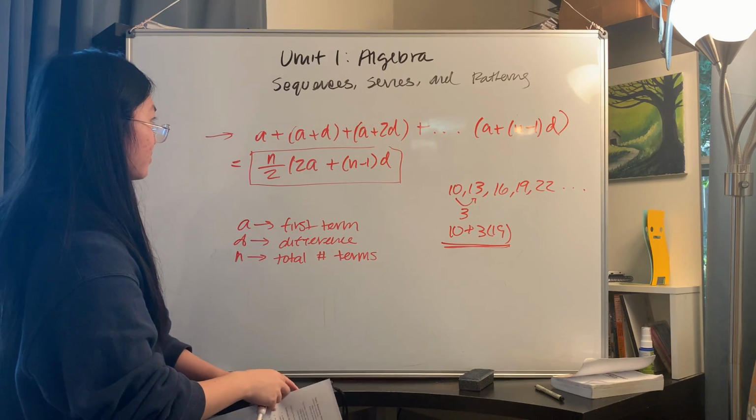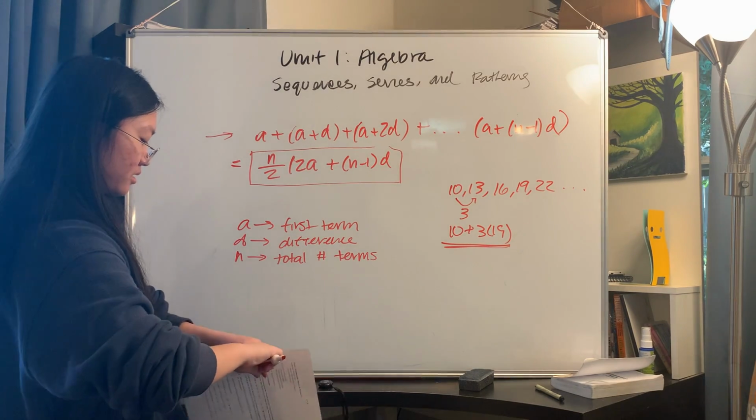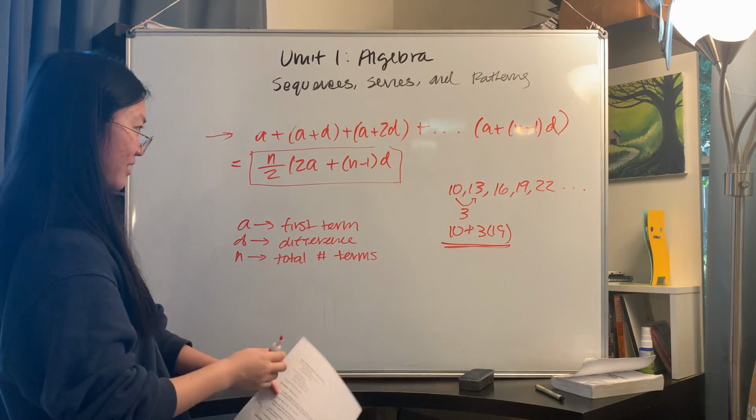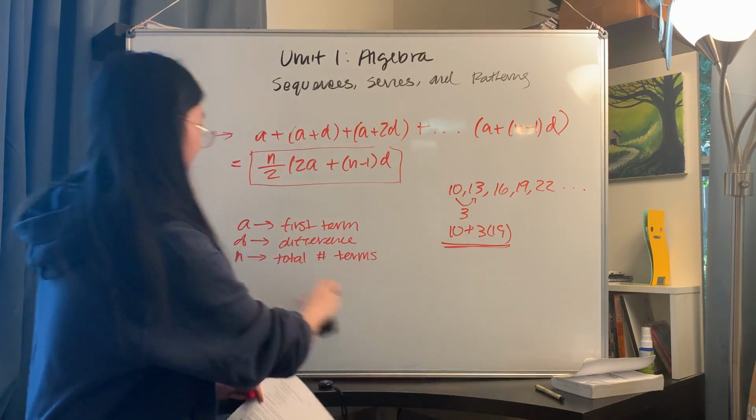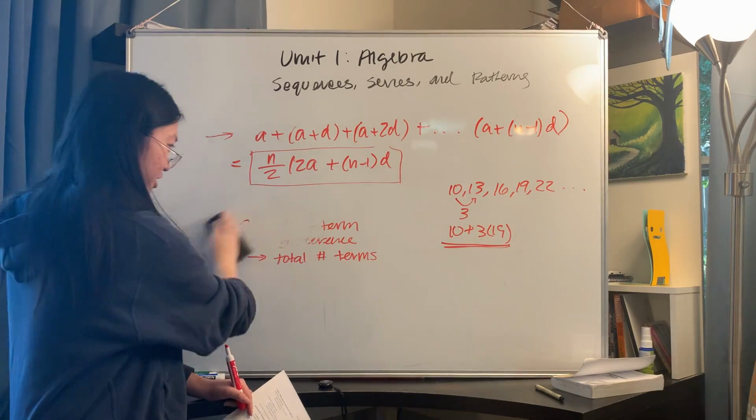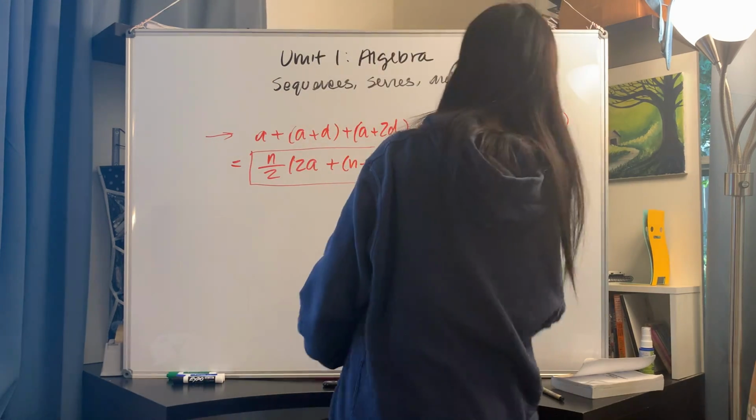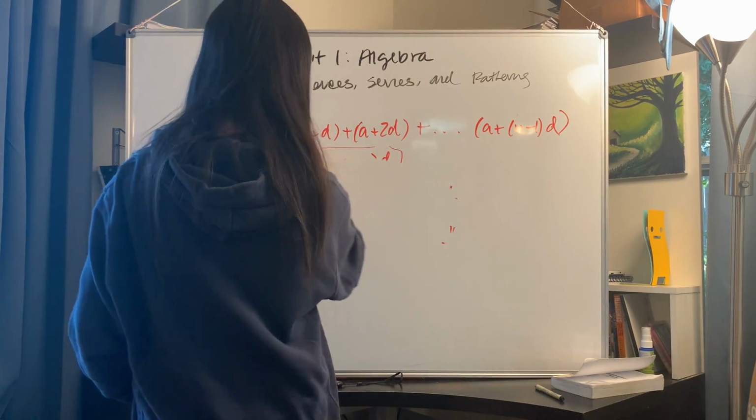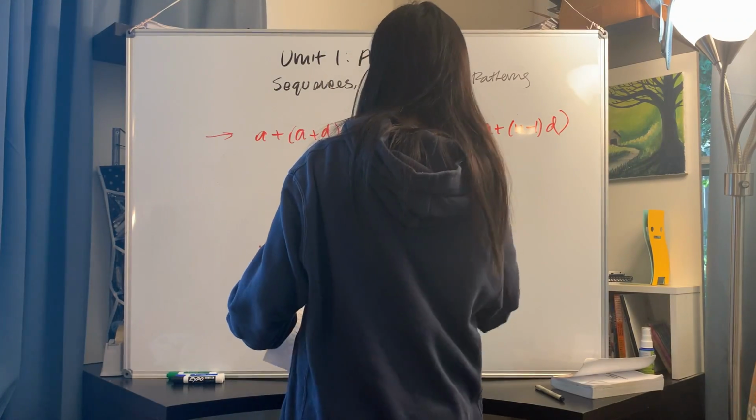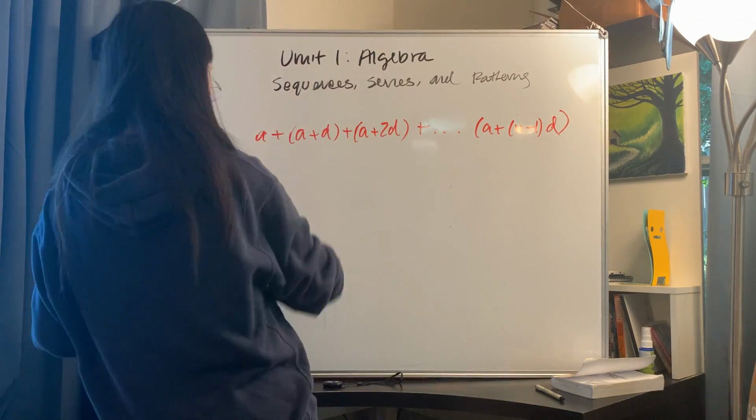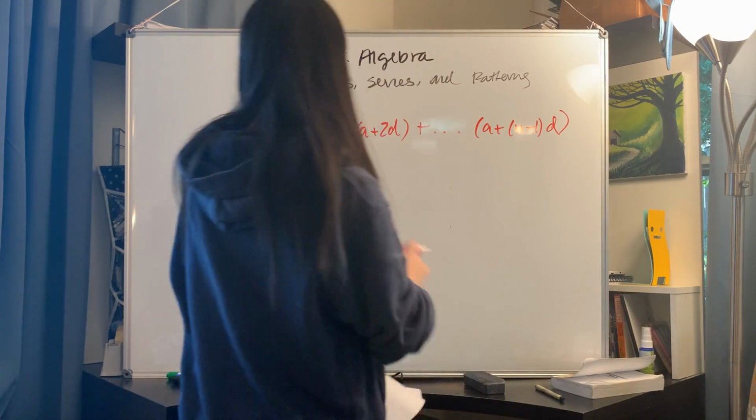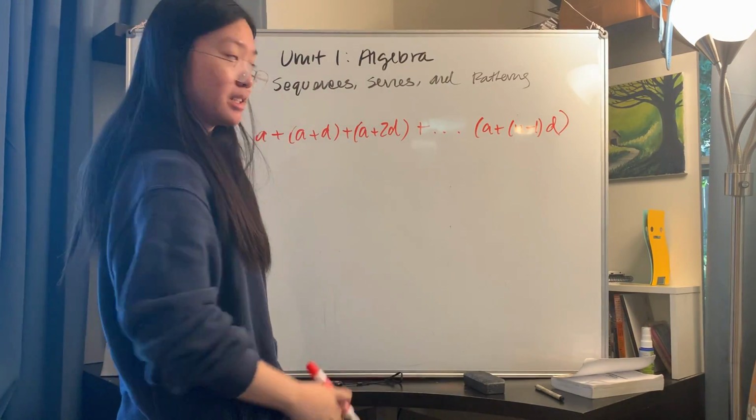Alright, so to prove this, I have to kind of erase all of this. Try to memorize this part, make sure you understand what all of these variables represent. I'm going to get rid of this part too. So right here is the arithmetic series. And this could be any arithmetic series.